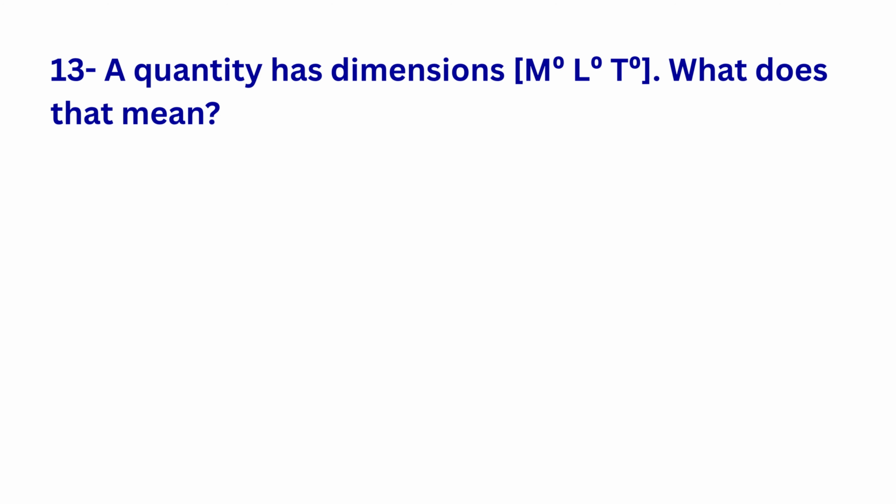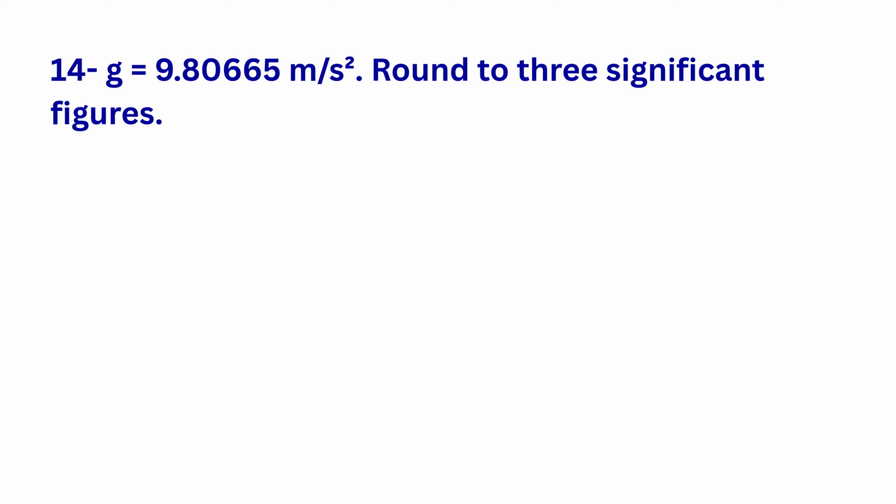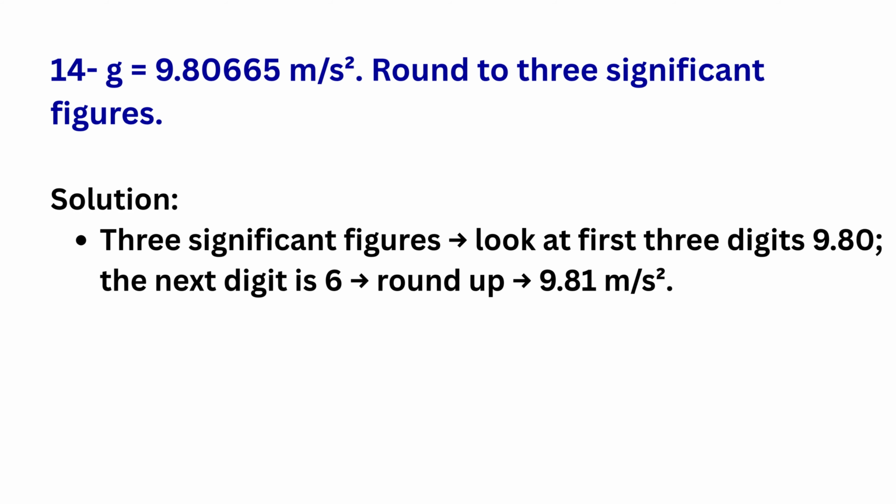Question 13. If a quantity has dimensions M to the 0, L to the 0, and T to the 0, that means it's dimensionless, a pure number or a ratio, like refractive index or strain. Question 14. The value of g is 9.80665 meters per second squared. If we round that to 3 significant figures, it becomes 9.81 meters per second squared.